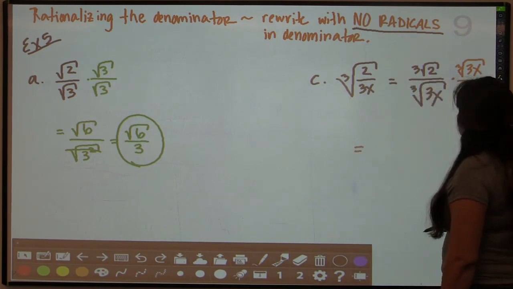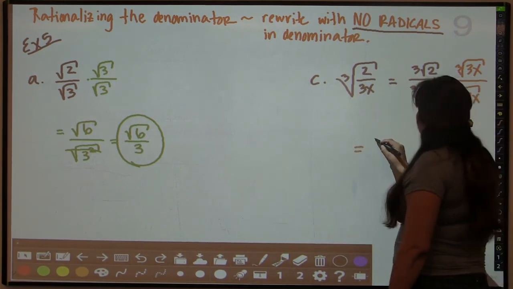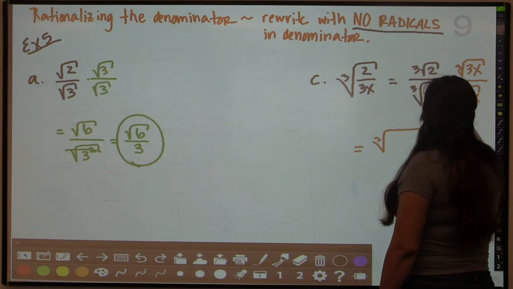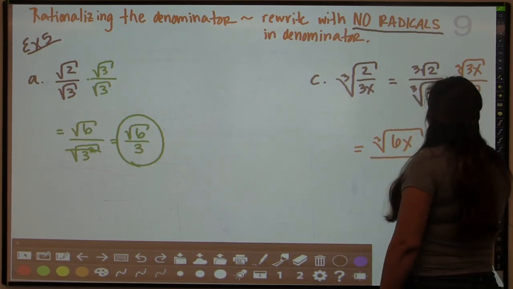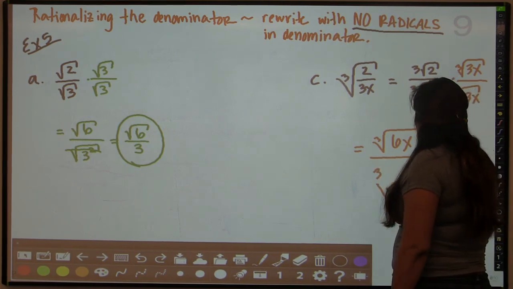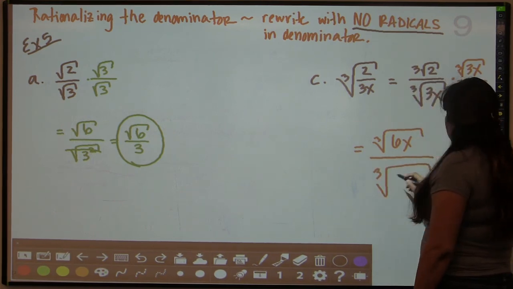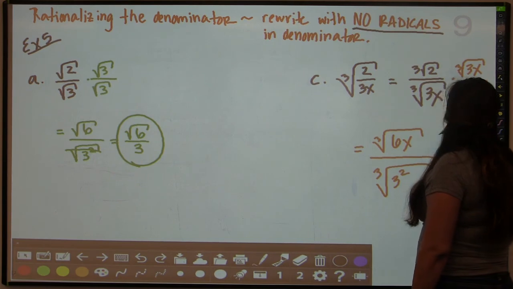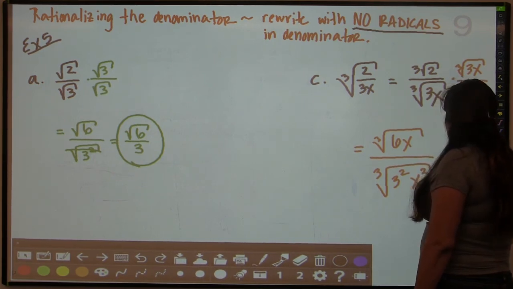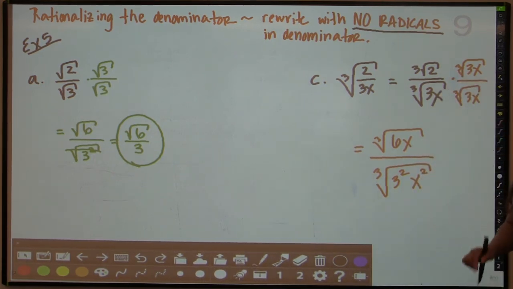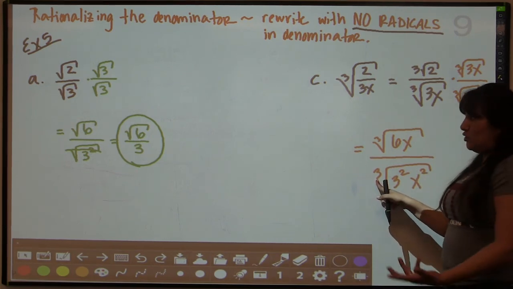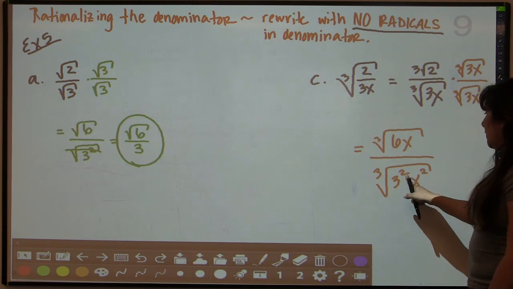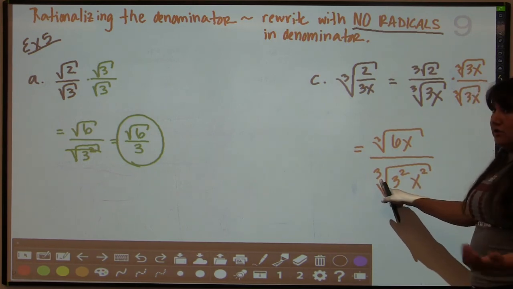Because when you do that, you're going to get the cubed root of 2 times 3, which is 6x on top. And on the bottom, you're going to get the cubed root of 3 times 3, which is 3 squared, and x times x, which is x squared. And guess what? It's not going to cancel, because that is a 2 and that is a 3. Remember I said before that you have to make sure that the exponent matches the index so that it'll cancel.